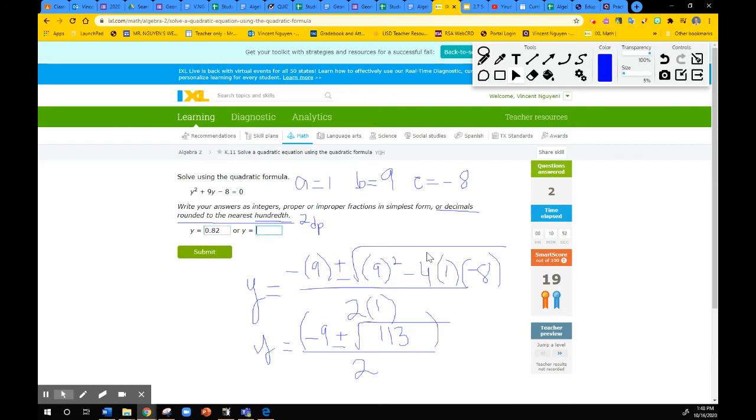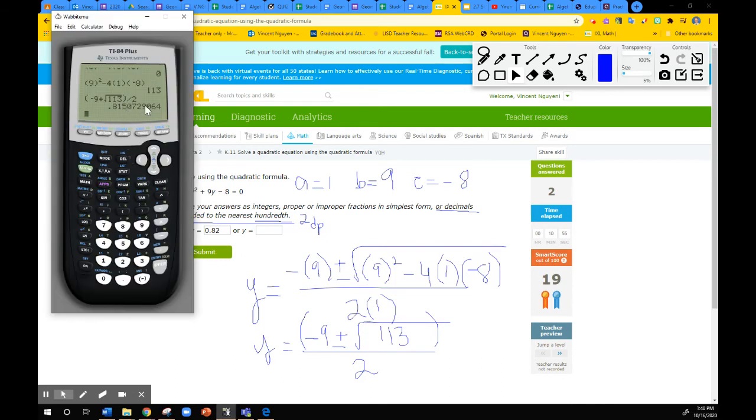I'll leave it there, and now I'm going to go back to my calculator. I'm not going to type all of that again. I'm just going to do second enter to recall all of that. And all I have to do is change this to a minus. Enter.